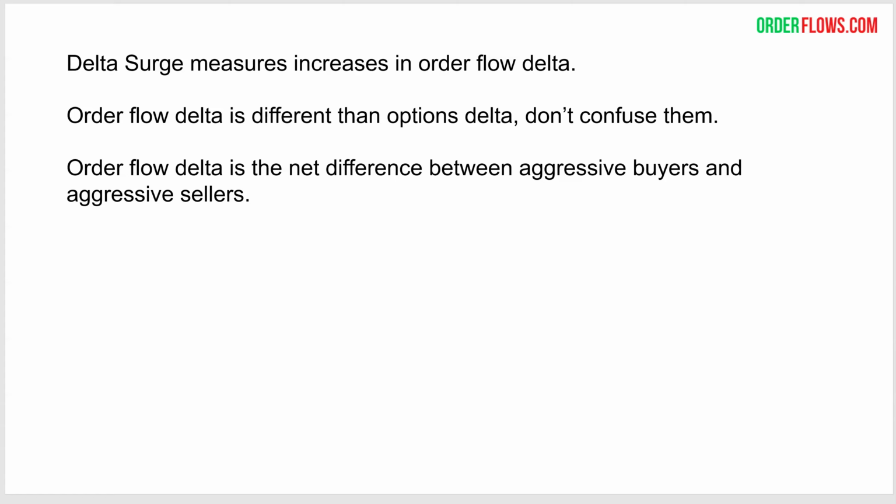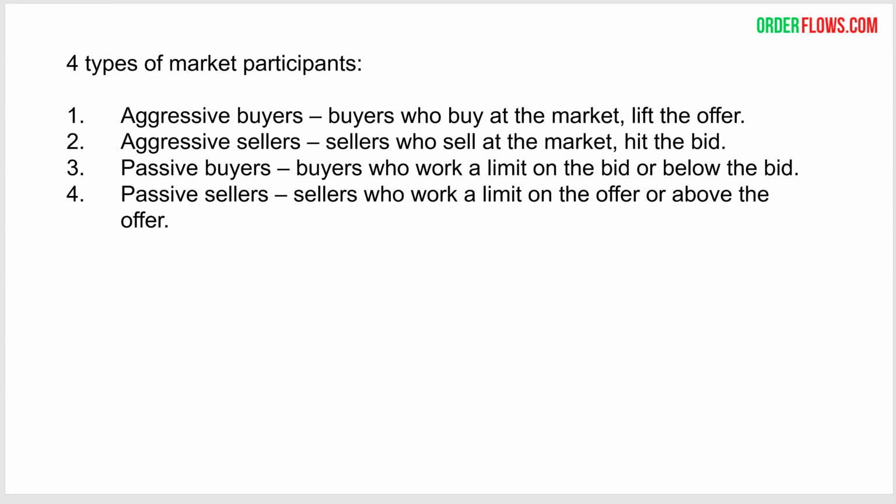So now you're going to ask, what's the difference between aggressive buyers and aggressive sellers? Well, you have to understand there are different types of market participants, right? You have aggressive traders and you have passive traders. Aggressive buyers are the buyers that buy at the market. They lift the offer. Aggressive sellers sell at the market. They hit the bid. Passive buyers are those who work a limit on the bid or below the bid. Passive sellers are sellers who work a limit on the offer or above the offer.